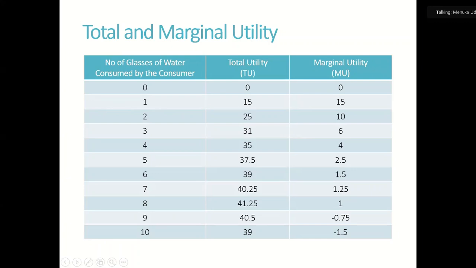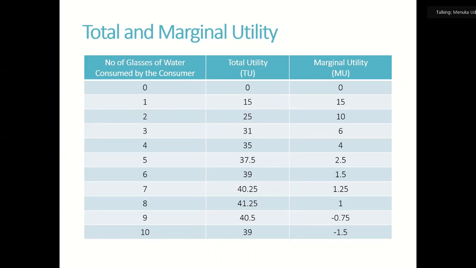Now let's say on a hot day, I give you the first glass of water and then I measure your level of utility, right? 15. Give you the second glass, 25. Likewise, I record your utility level, your satisfaction, at each glass. So you can see when you have 0 water, 0 utility. You get the first glass, you're very thirsty, and then you get 15 utils of satisfaction.